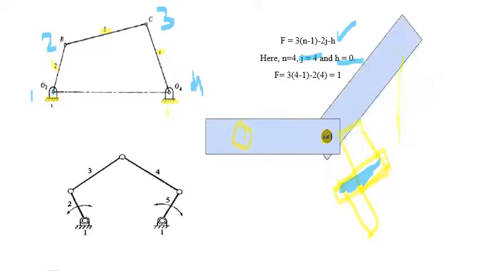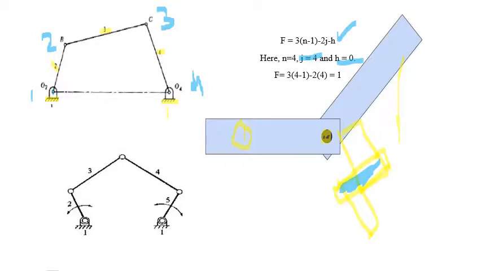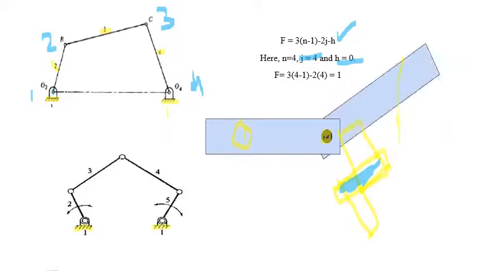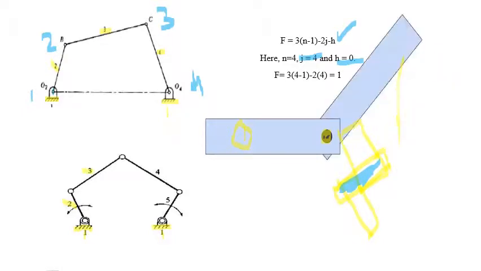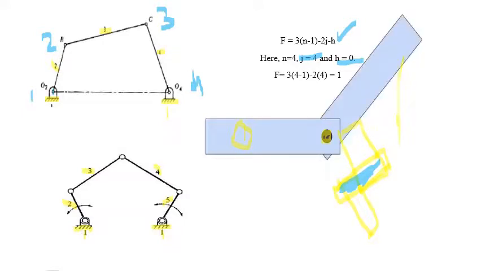So let us take the second example. Before we calculate the number of degrees of freedom, first we have to count the number of links and the number of pairs, either lower pair or higher pair. Since we have a frame here, the fixed frame is always link number 1. This is link number 2, this is link number 3, link number 4, and this is link number 5. So the number of links N is equal to 5.